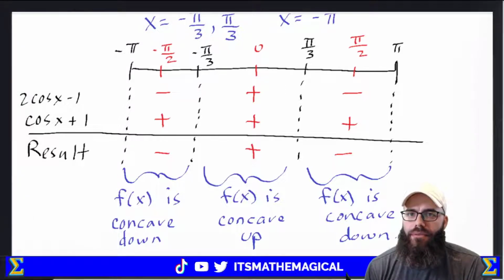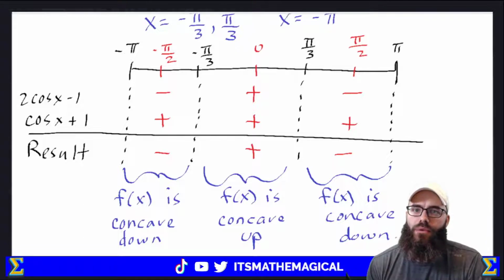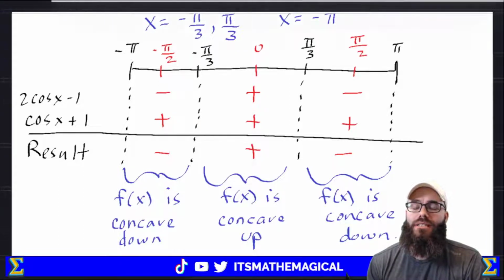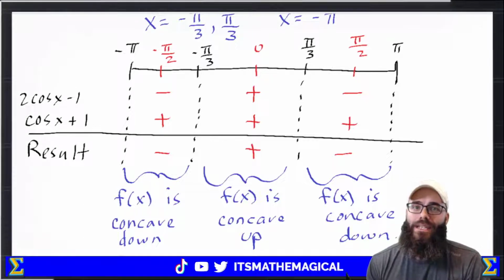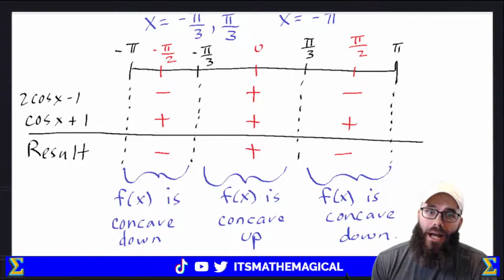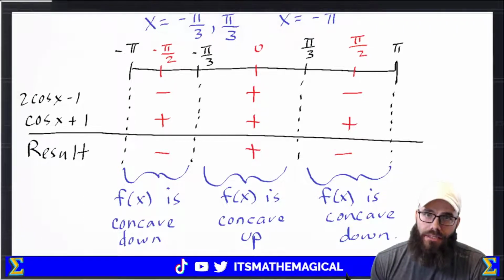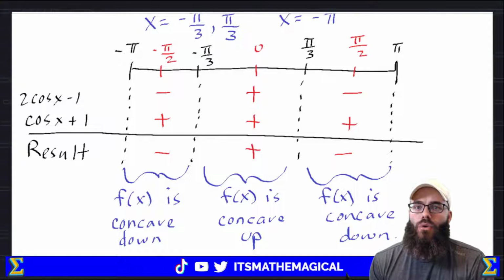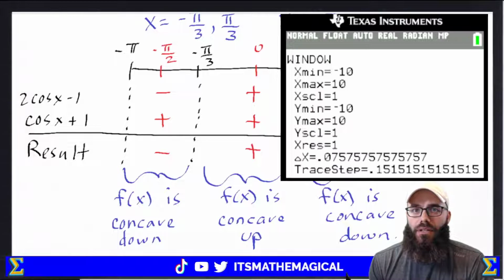All right, and so we have the sign chart here for the second derivative. Notice we broke it up into the possible inflection points. We tested each factor of the second derivative. We found our result, and our result tells us that the function f of x is concave down along the intervals -pi to -pi/3, as well as from +pi/3 to pi, and it's concave up along the interval from -pi/3 to +pi/3. Okay, so what we could do now is check ourselves in the calculator.